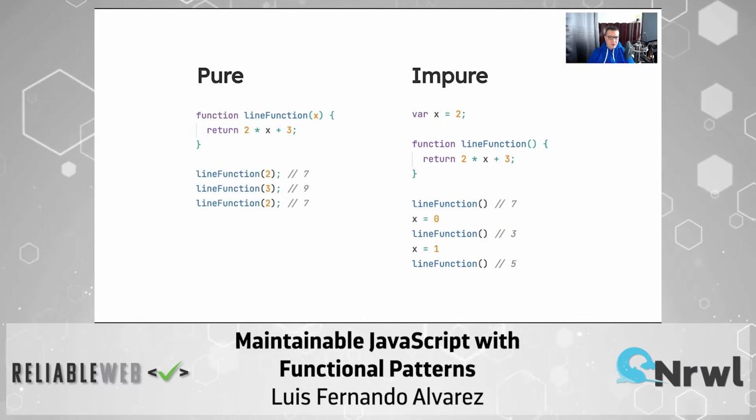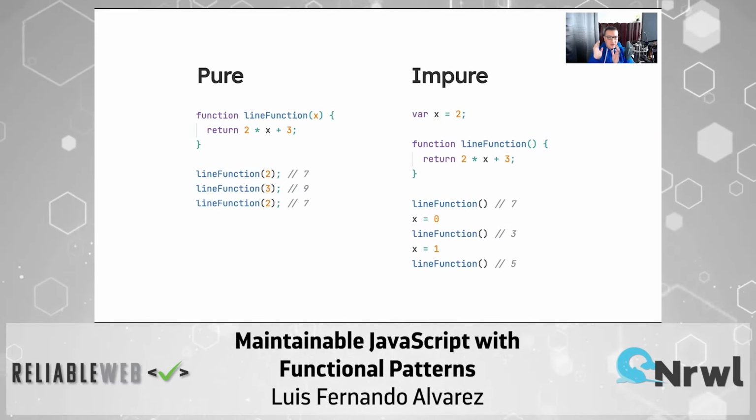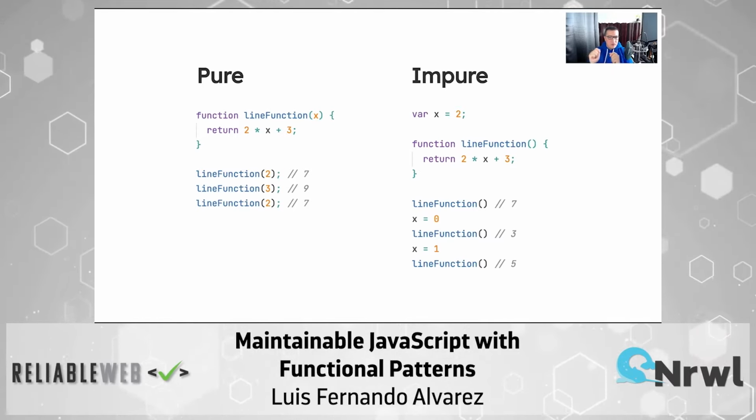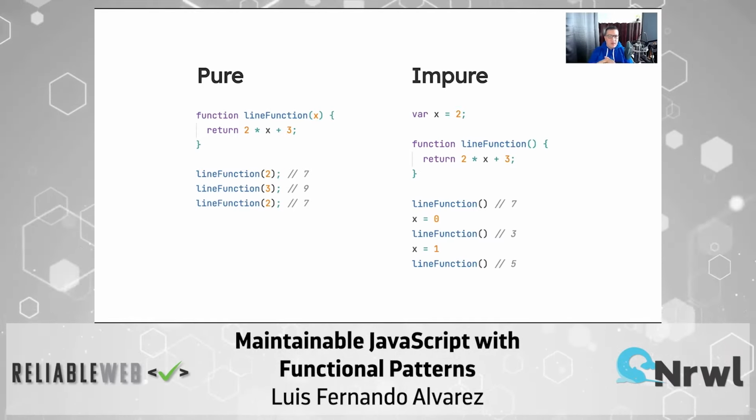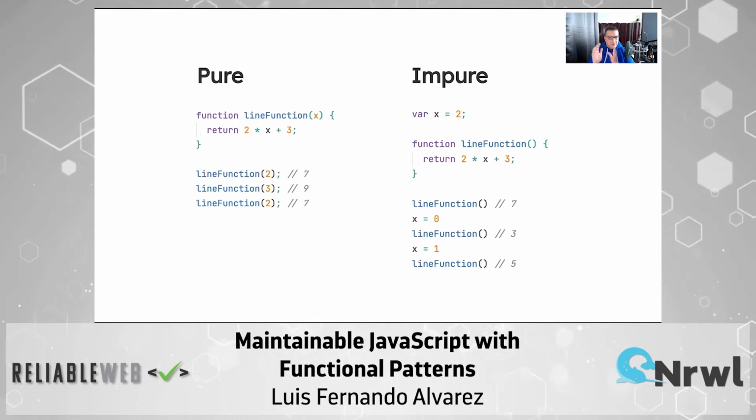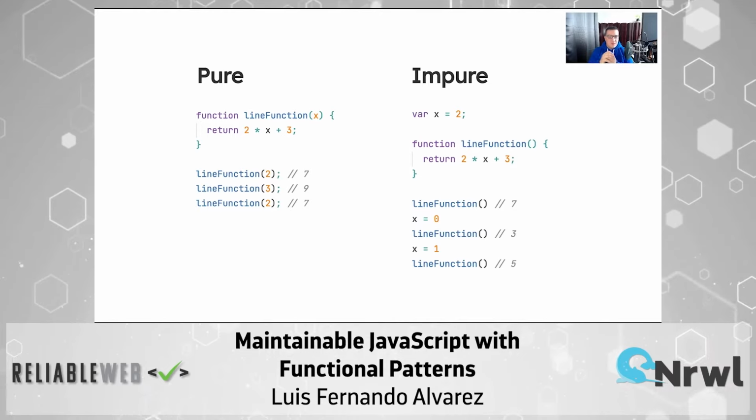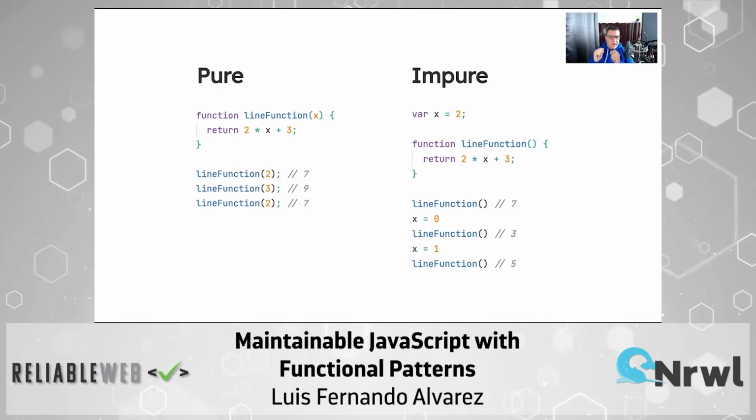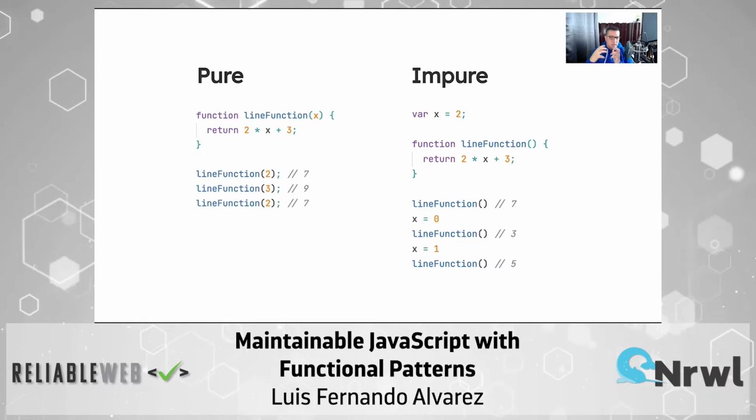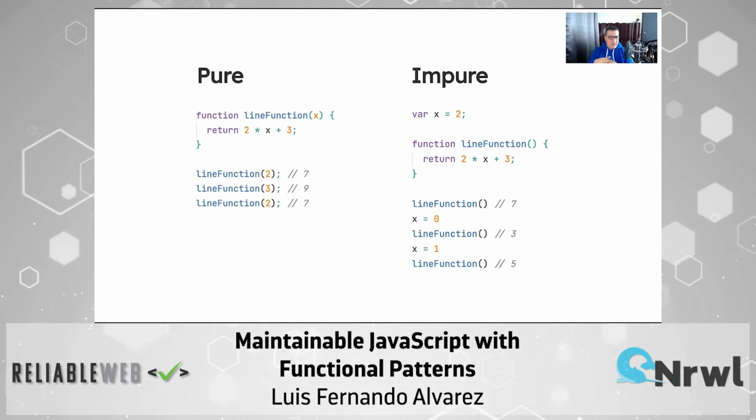So let's compare these two functions. Let's have our line function, which is the same function that we saw on the last slide, right? 2x plus 3. And this is just a line. And in the left example, this is a pure function just because you're passing an x parameter to the function, and then you are returning the output based on that value.